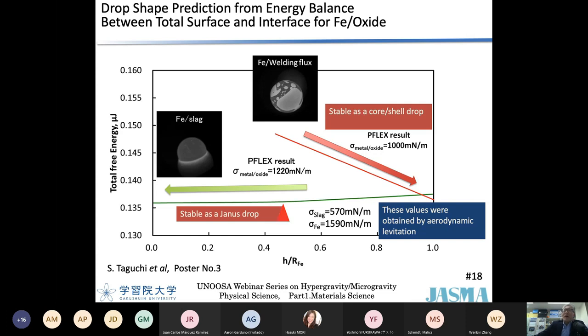So this is our parabolic flight experimental result. And we use these experimental results for the experimental conditions and sample selection for the ISS experiment. So we are now trying a more detailed experiment on the temperature dependence of the surface tension value, and how the oxide composition changes for the core shell drop or the Young's drop, in preparation for the ISS experiment. So please, next.